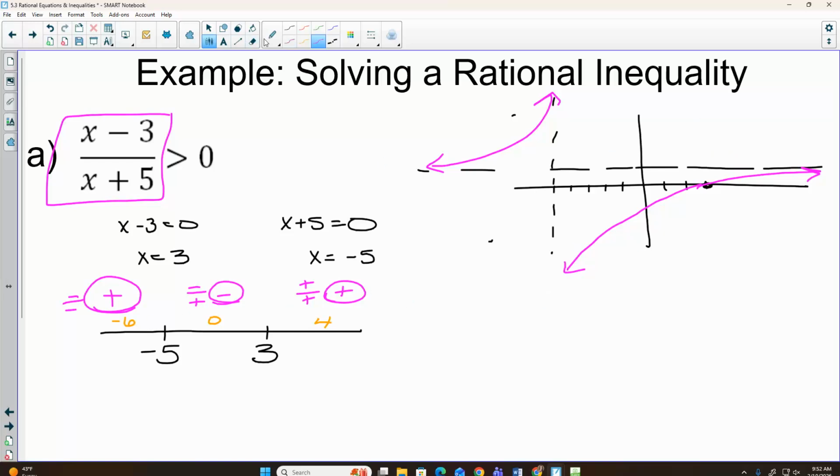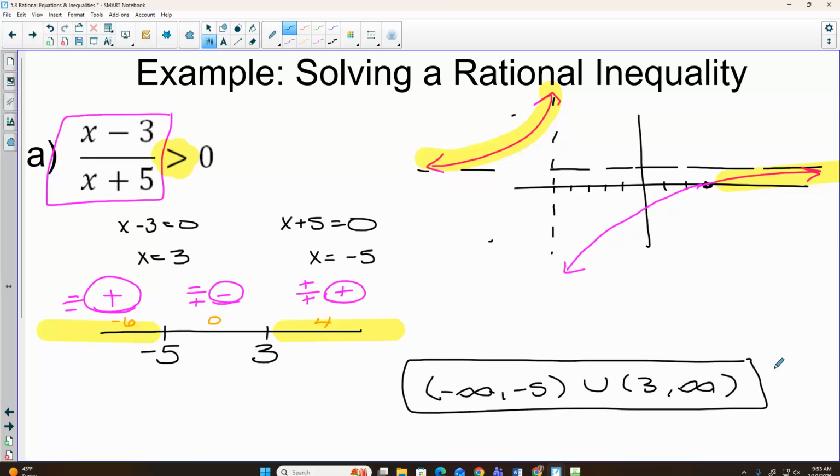We want to know where this thing is greater than 0. Is greater than 0 positive or negative? Positive. So I want the positive section. So that's this and this. Or if I'm looking at the graph, this part of the graph was above 0 and this part was above 0. So you answer with the interval. So this is greater than 0 from negative infinity to negative 5, union 3 to infinity.